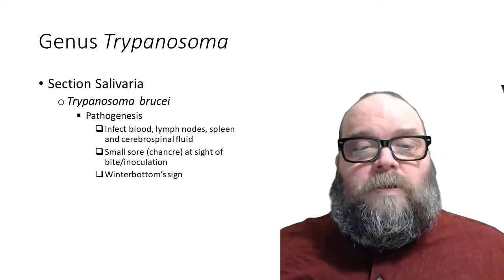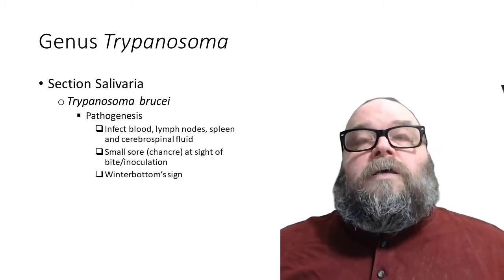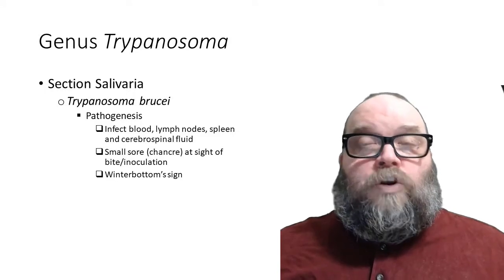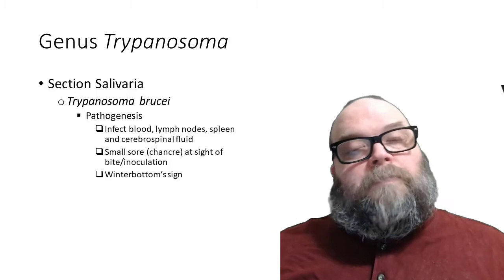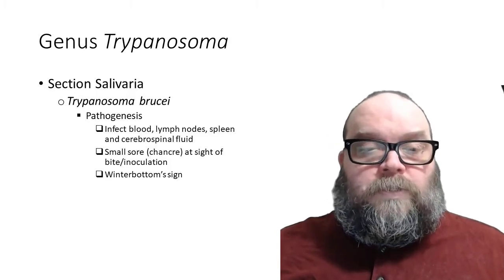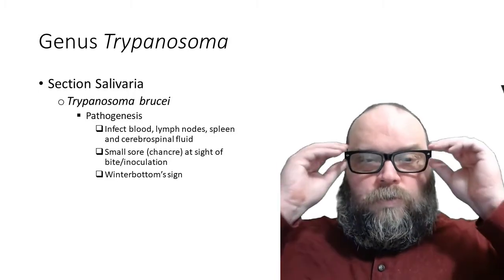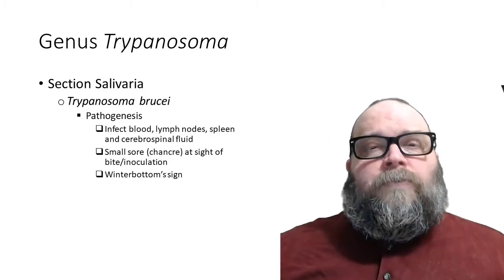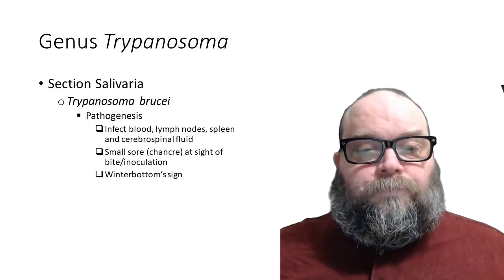The lymph nodes, spleen, cerebrospinal fluid in the capillary beds, lining and nourishing the meninges. They are able to get in, they are able to penetrate through, get into the central nervous system, which is what we're going to see contributes to the overall diseases that we associate with Trypanosoma brucei.